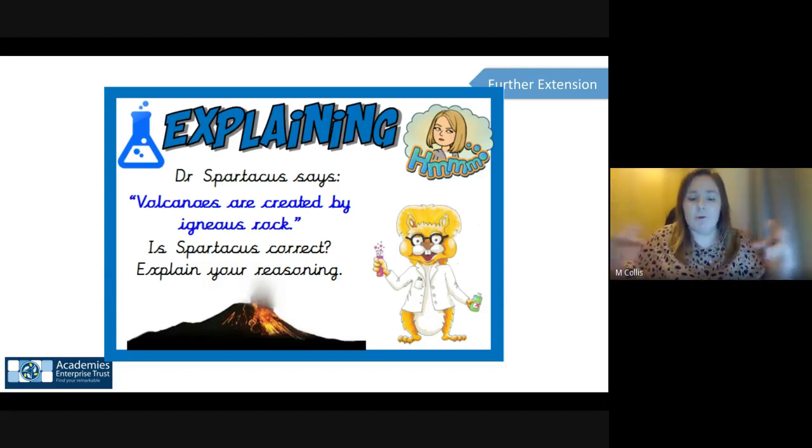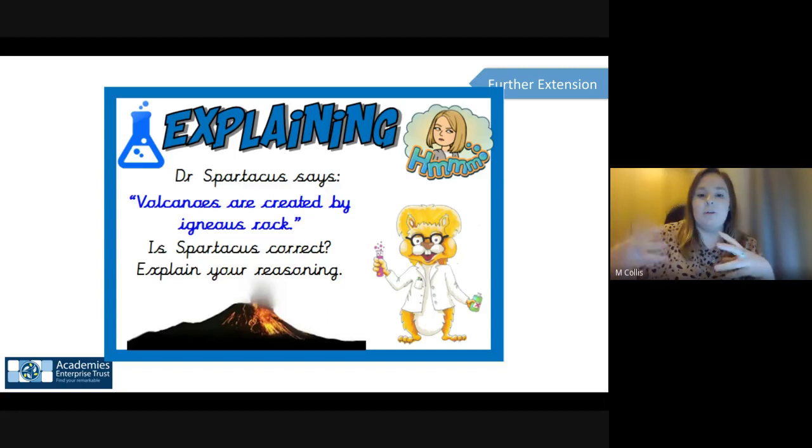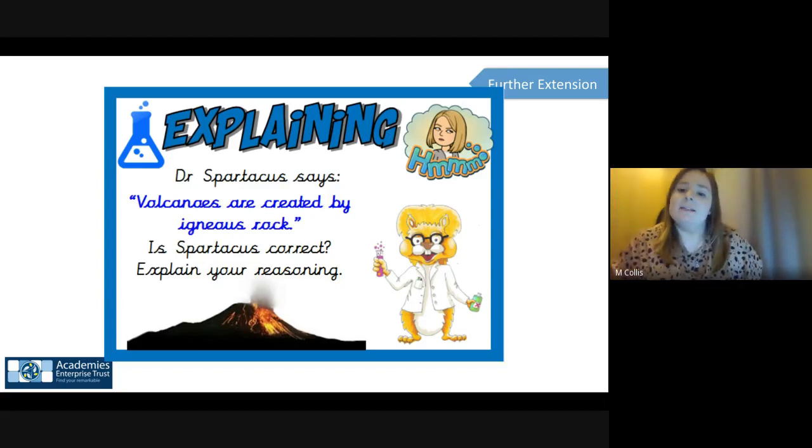So the volcano erupts. What comes out of that? What comes out of a volcano? What is the igneous rock? What's the relationship between a volcano erupting and the igneous rock? Which happens first? Use the slides, go back to help you. Think about how igneous rocks are formed and then tell me if Spartacus is correct or whether he is incorrect. And make sure you use the key vocabulary to explain your answer.